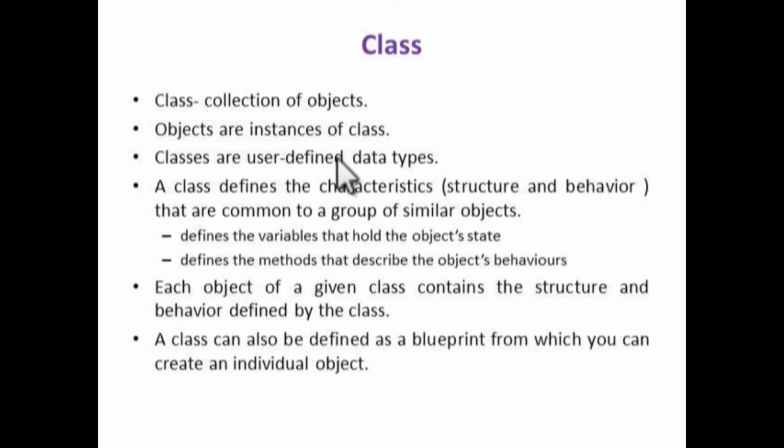When we are creating a class, it is used to define the variables, usually the variables which hold the object state, and we can define the methods. Methods are nothing but functions which are used to describe the object's behavior, that is the functionality of that object. Each object can be considered as an instance of the class. We can consider the class as the blueprint, from which we can create any number of individual objects.